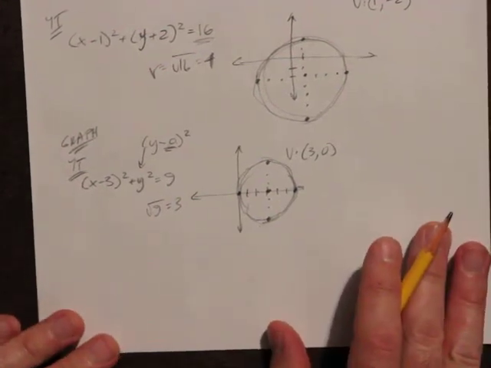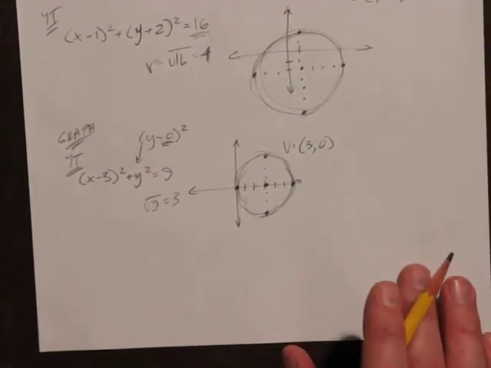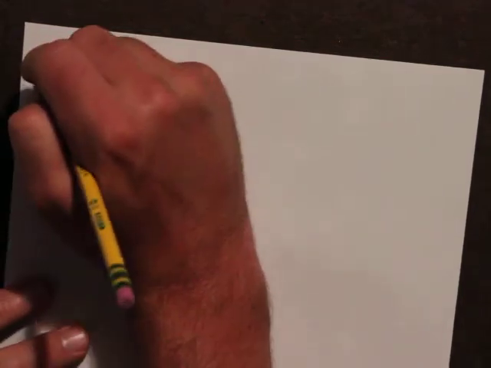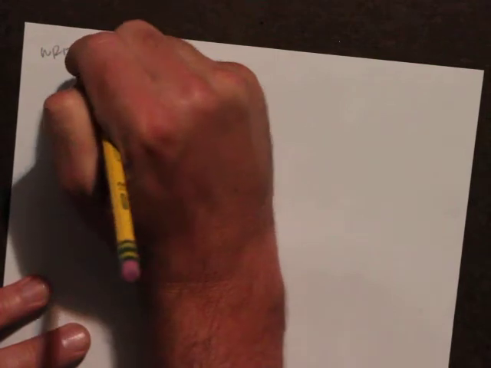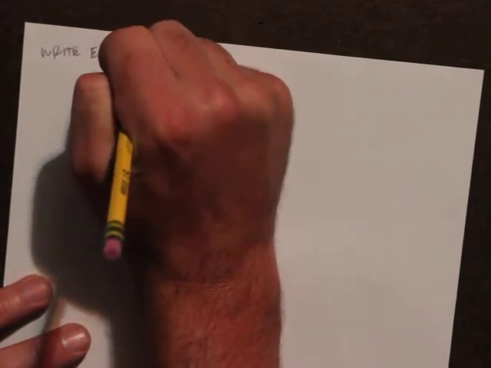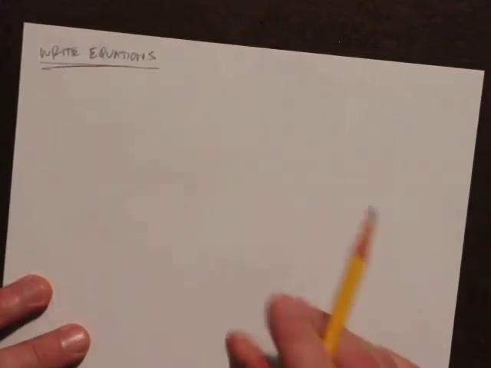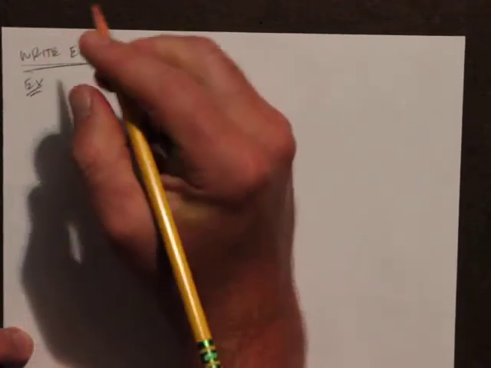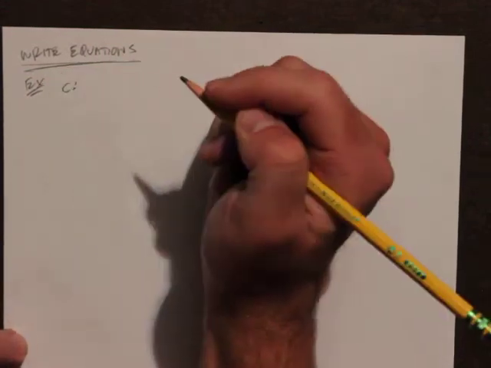Now let's go on and find the next thing that we're going to do, which is going to be write the equations given information. So write equations. And for this, I recommend graphing in order to write the equation. And you'll see what I'm talking about here. So here's my example. And my center, oh, was I calling the center vertex this whole time?